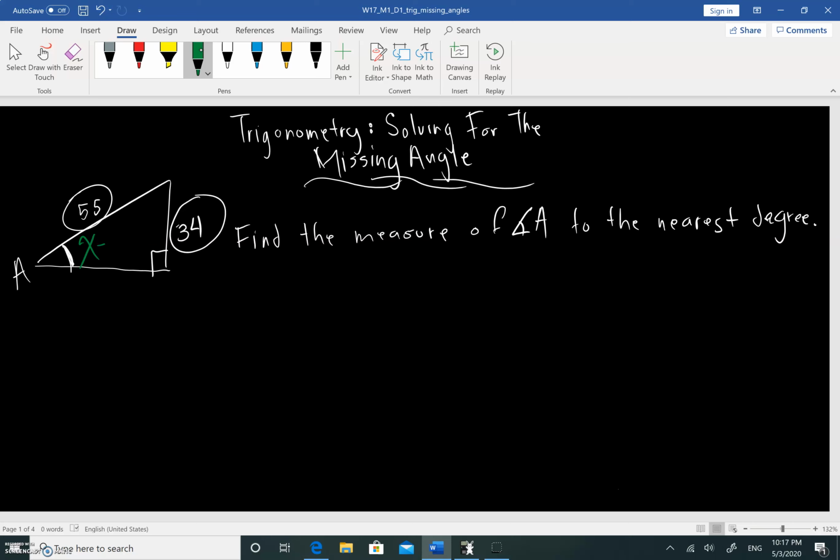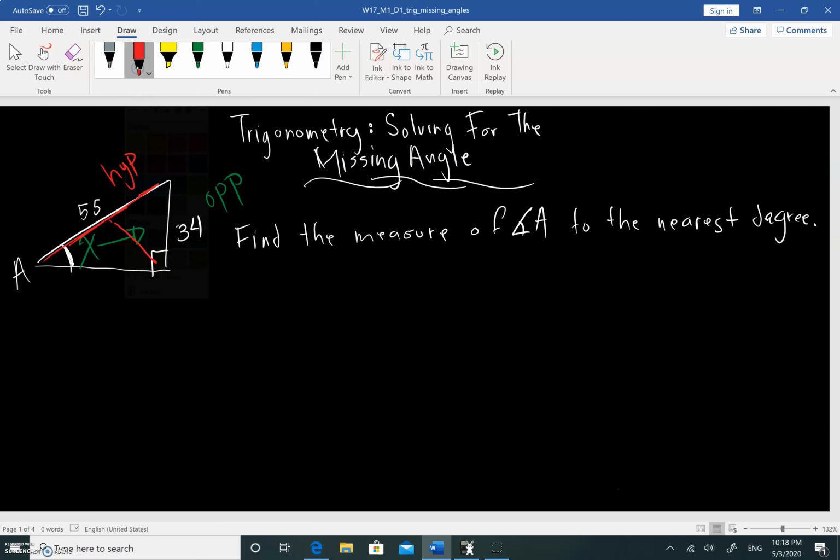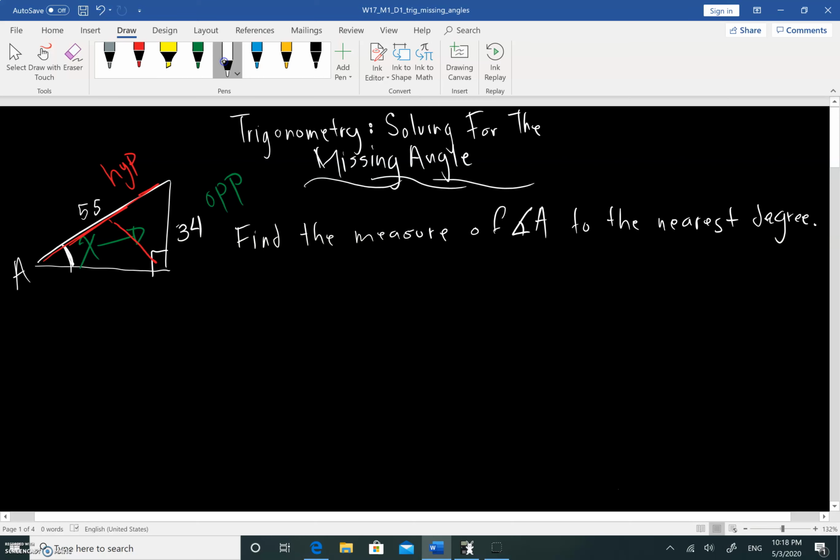So what is the relationship between them? First of all, 34 is the opposite, right? It's opposite to the x. And my 90-degree angle is this, so my 55 is my hypotenuse. So 55 is the hypotenuse. So what is the relationship? Opposite and hypotenuse. If you remember, this comes from SOH CAH TOA.